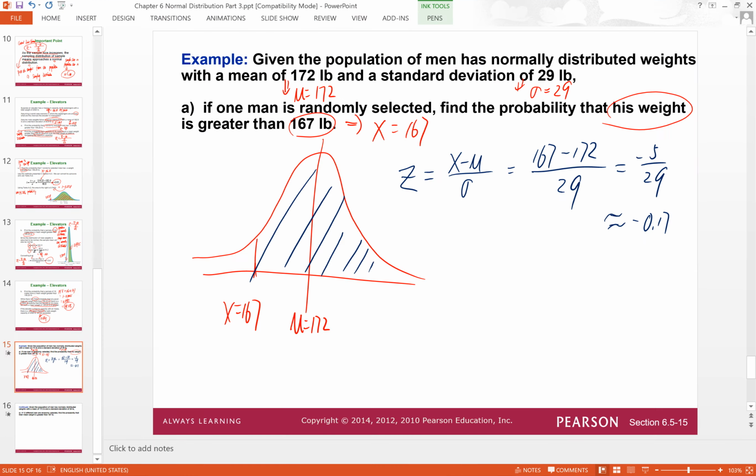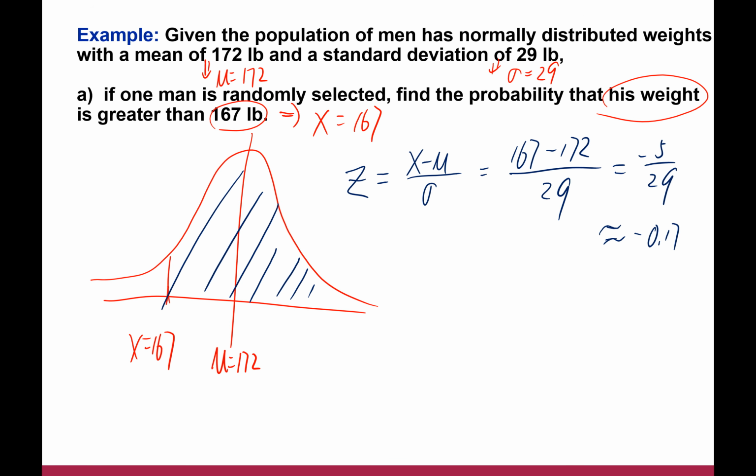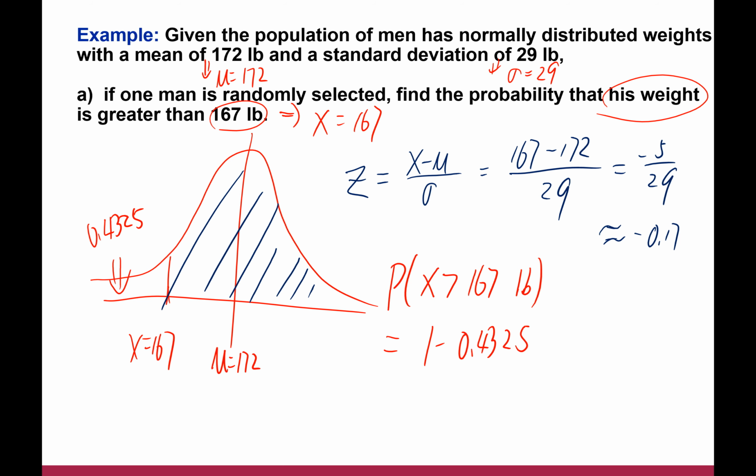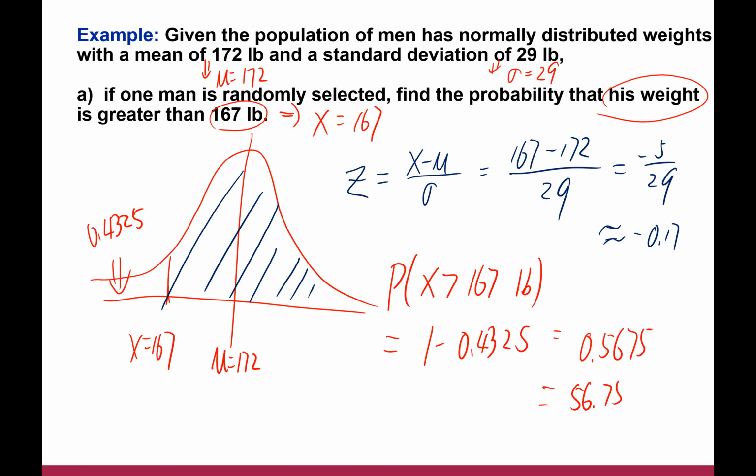If you go back, the area to the left is 0.4325. We're looking for the area to the right. So the probability for x greater than 167 pounds equals 1 minus 0.4325, which is 0.5675. That means the probability here will be 56.75%.